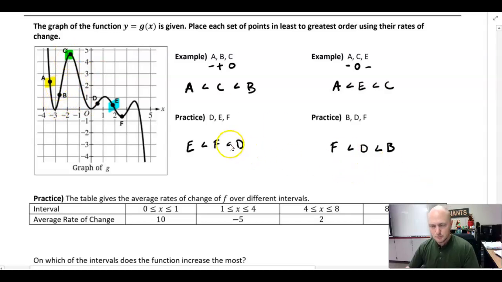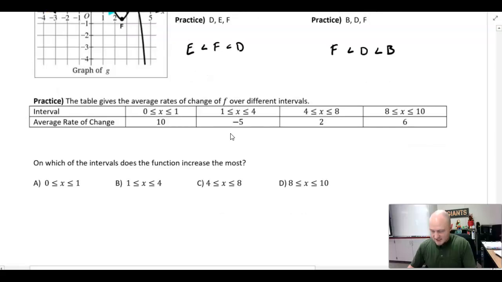Okay? All right. Oh, battery's going to die. Got to plug in. Okay, last example here.